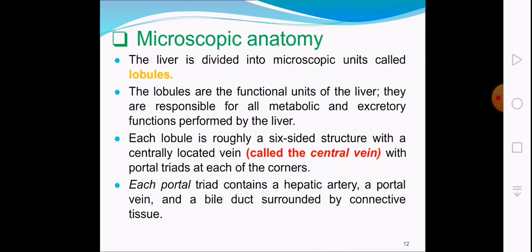ومعاه في كل كورنر فيه triad. التراياد ده فيه hepatic artery, portal vein and bile duct surrounded by connective tissue. يعني في كل راس من الأضلع الستة ده بنلقى فيه تراياد، في مثلث أو ثالوث. المثلث ده فيه البورتال فين والهيباتيك ارتري ومعاه البايل دكت. دول كلهم مع بعض بيكونوا enclosed by connective tissue.